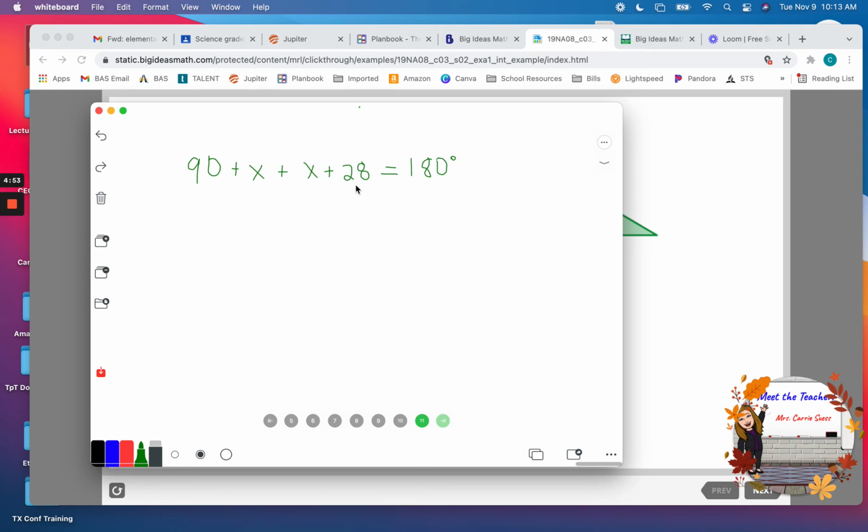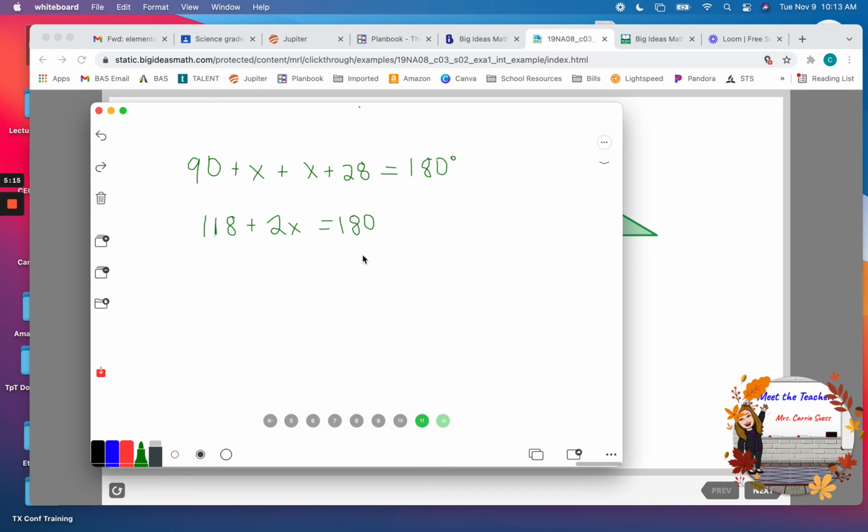What's a like term in this set, Elena? 90 and 28. What's 90 plus 28? 118. Okay, are there any other like terms? Yes. X. Samuel, the x, how many x's do I have? 2, so plus 2 x's. Okay, then equals 180.